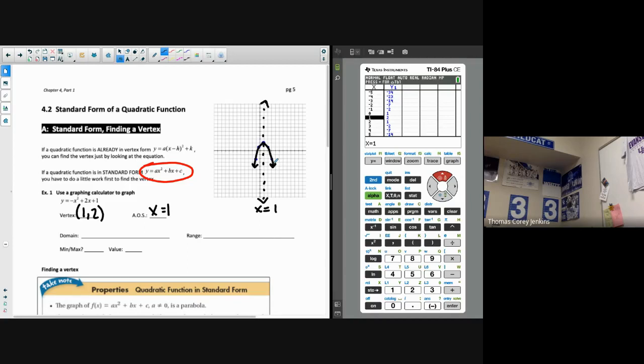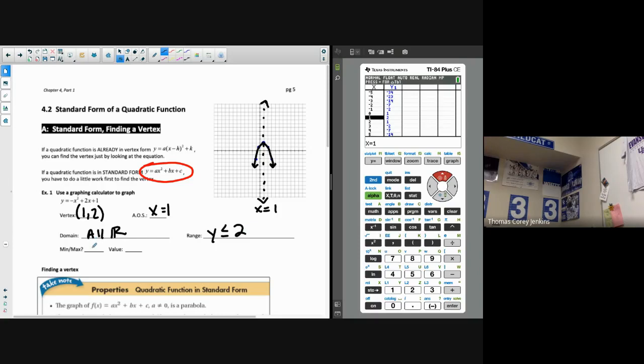Domain, you don't even have to think about it. That's always going to be all real numbers. There are different ways to say that, but I think on MathXL, that's what it wants, all real numbers. The range is where you have to think just a little bit. It's always going to be y is less than or equal to, or y is greater than or equal to. In this case, it's going to be less than or equal to because my function, that's as high as it goes. So it's going to be less than or equal to however high it goes, which happens to be the y coordinate of my vertex. So y is less than or equal to 2 in this case.